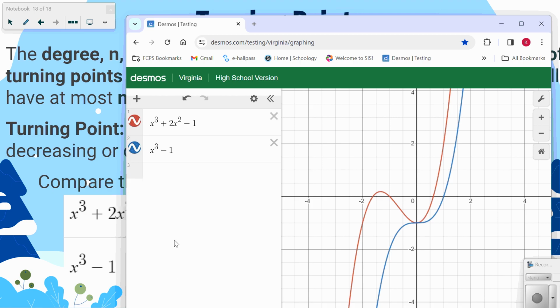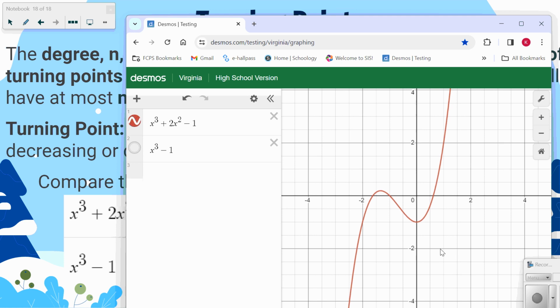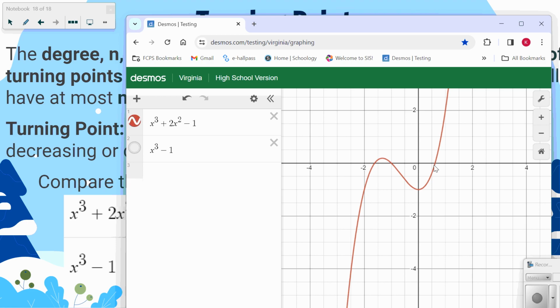So now let's look at them individually. If you're looking at this first one, x cubed plus 2x squared minus 1, what are you noticing about this graph here? It has a degree of 3. What else do you see about this graph? 3 real solutions. Ooh, good connection to what we were just talking about, right? We have 3 real solutions. We touched the x-axis 3 times. What else do you guys notice? Good job, Liam. We have 2 turning points, right? Like here and here.